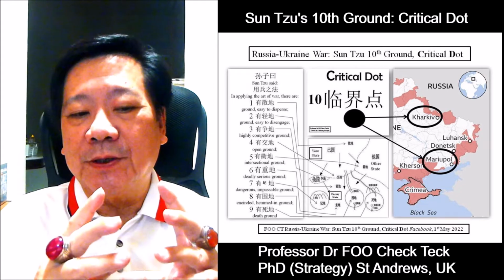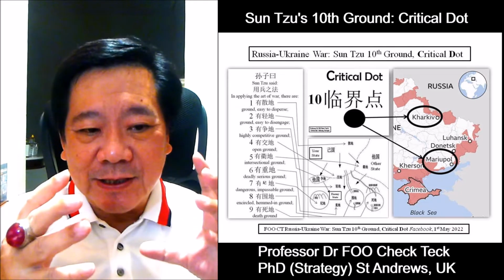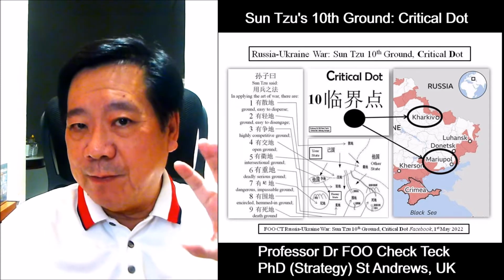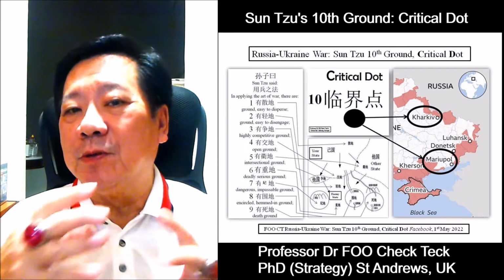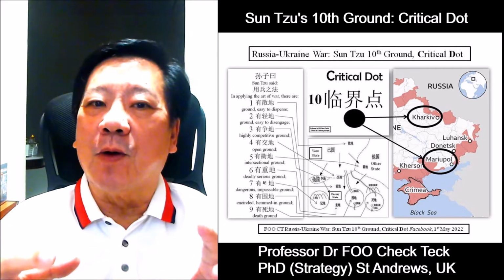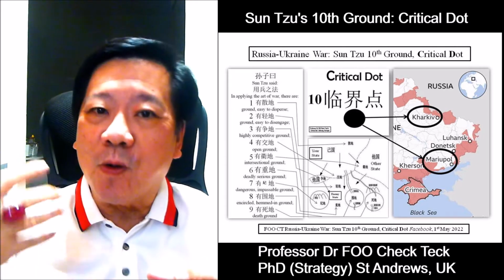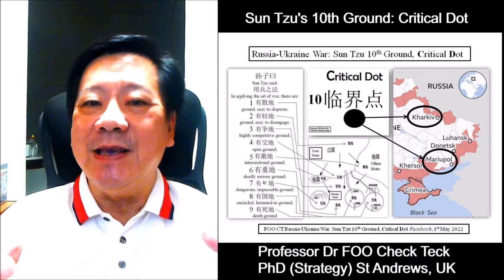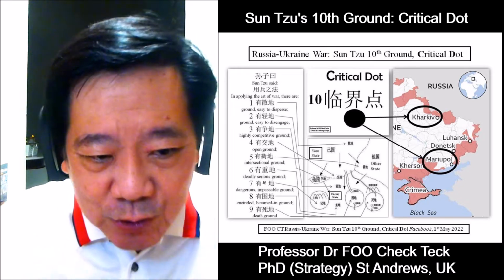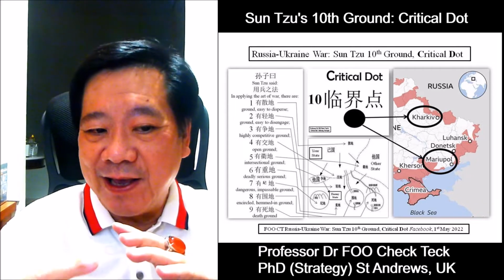Now let me run through the nine grounds for you. Number 1 is ground that is easy to be dispersed, shown there at the border. Sun Tzu prescribed that when you attack, you make sure your forces go deep in. Otherwise, those who are cowardly may escape or withdraw. Then you have Qing Tzu, number 2, meaning ground that is easy to disengage. Qing means light ground.